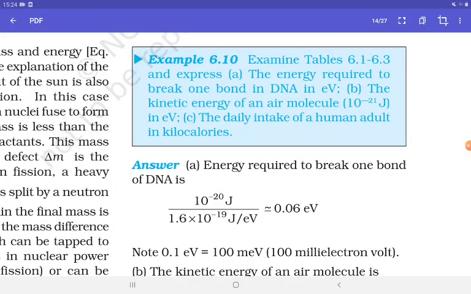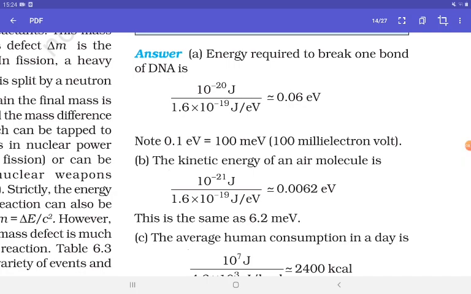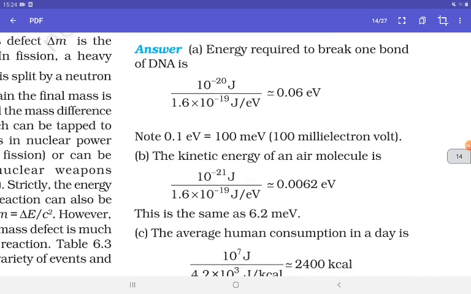Examine tables 6.1 and 6.3 and express the energy required to break one bond in DNA in electron volt, the kinetic energy and the daily intake of a human adult. So you can easily convert it. You have to divide by 1.6 into 10 raised to minus 19.